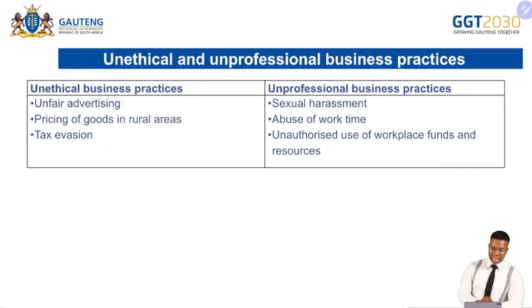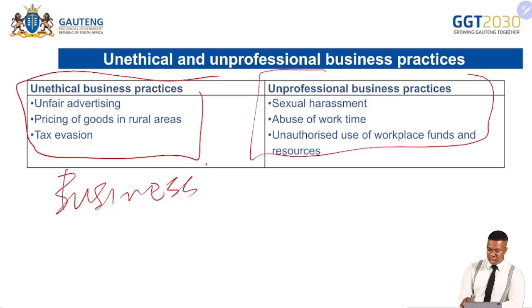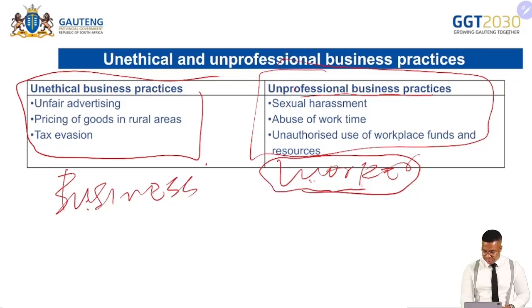That is unethical. This is done again by the what? By the business. Hence, we started by looking into the difference. But unprofessional, this is done by the what? Workers. Workers can do what? Sexual harassment. Because when you're looking into a business, we can't say McDonald's and KFC were trying to sexually harass. Who's McDonald's? So when we are looking into unprofessional business practice, we will say workers within KFC, one worker was trying to harass another worker sexually. That becomes sexual harassment. So it is a practice that affects workers within.